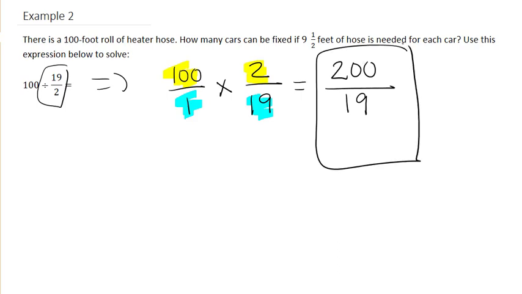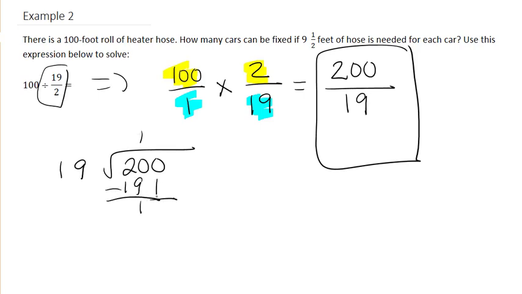But if you wanted to see roughly how many cars that would do, you would divide, right? So you would go 200 divided by 19. This becomes 1. 19 times 1 is 19. Subtract, we get 1. Bring down the 0. So now we get 10, which 19 can't go into. So roughly it will fix 10 vehicles. This is just so you can get some idea of how many cars that would be. So now let's look at another example.